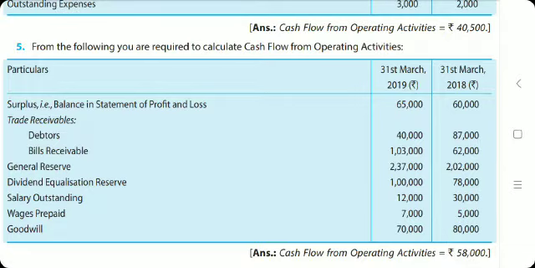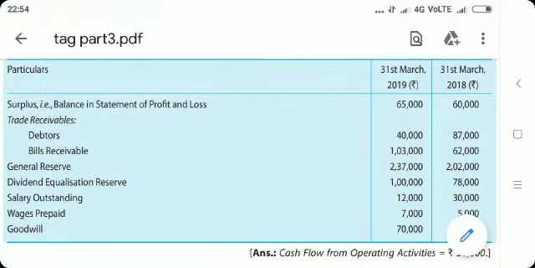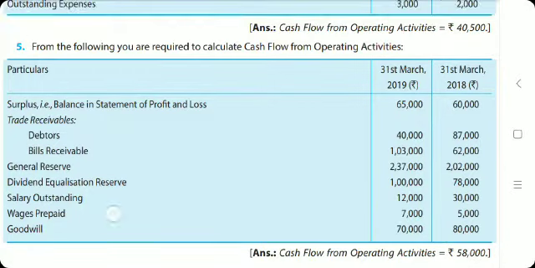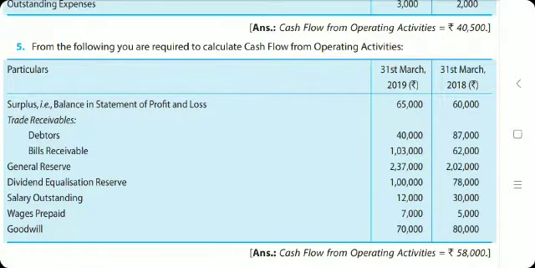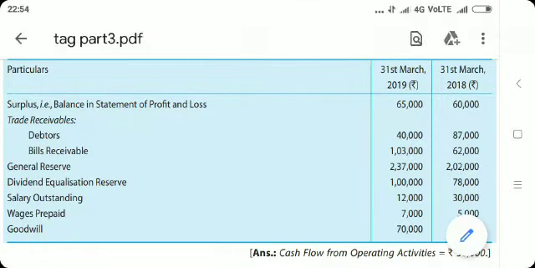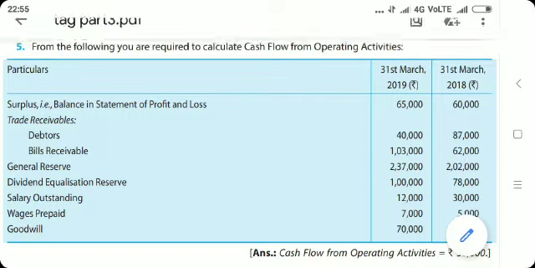It is like any other reserve. You have salary outstanding, wages prepaid, and goodwill. So first prepare the skeleton of cash flow from operating activities. Then also prepare the working notes. In the working notes, you have to do 65,000 minus 60,000. You get 5,000. With the 5,000, you have to add this difference of general reserve.